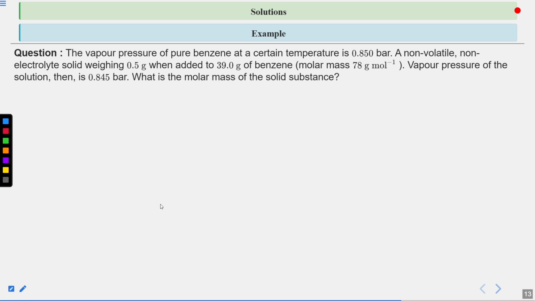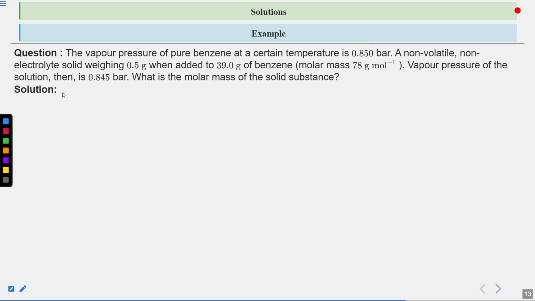Moving on to our questions. The question says that the vapor pressure of pure benzene is 0.850 bar. Then we are adding a non-volatile, non-electrolyte solid which weighs 0.5 gram. This amount is added to 39 gram of benzene. We have to calculate the molar mass of the solid substance. The molar mass of benzene is given as 78 gram per mole and the vapor pressure of the solution is given as 0.845 bar.